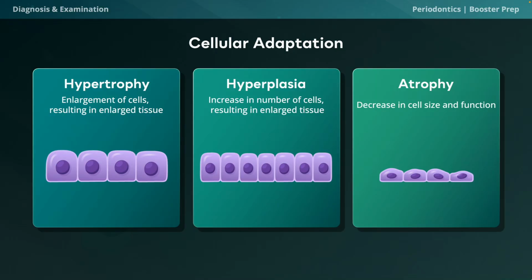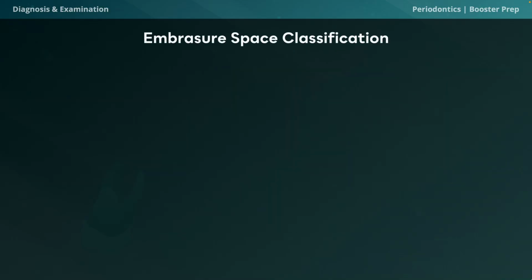All right. Now let's talk about embrasure spaces, since they set the stage perfectly for our next topic. Embrasure spaces can also be referred to as interdental gingival height, and it just describes the space between adjacent teeth that is normally filled by the interdental papilla. We have 4 classifications here.